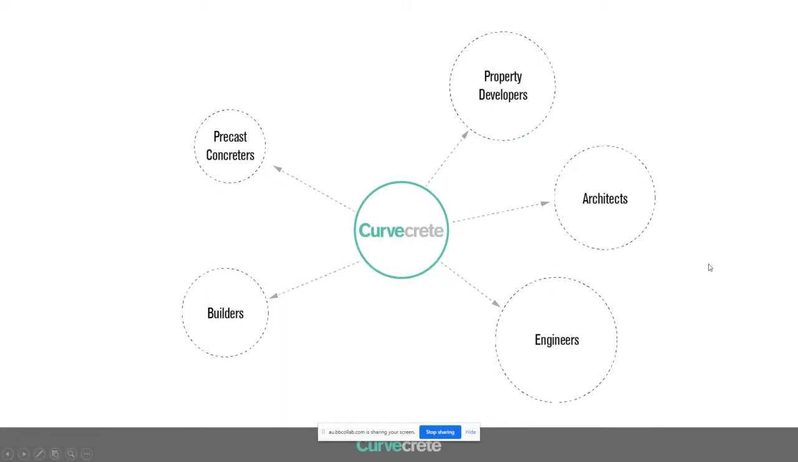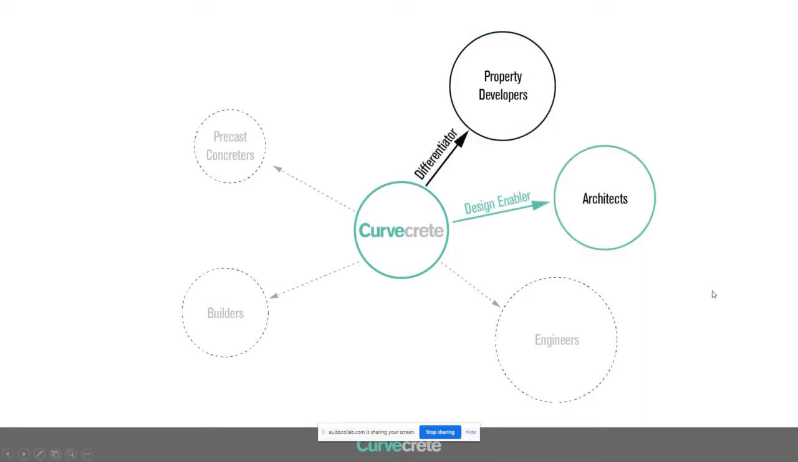This technology is valuable to 5 key stakeholders in the building construction industry. For property developers, they can differentiate themselves from other developers that aren't innovating, aren't creating beautifully curved, low carbon, exciting architecture. The architects, it's a design enabler for them.